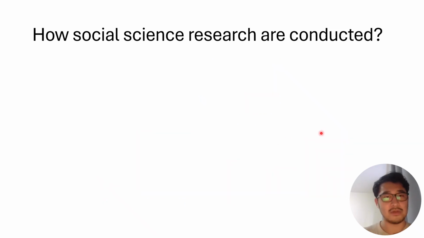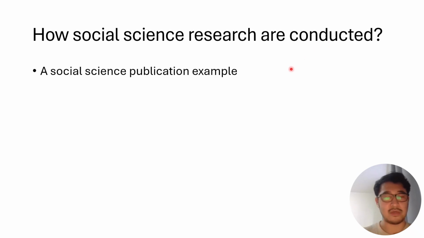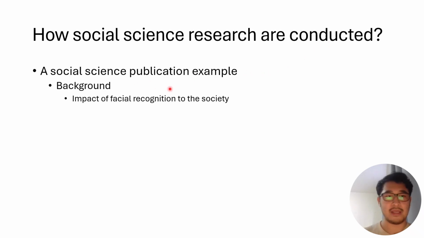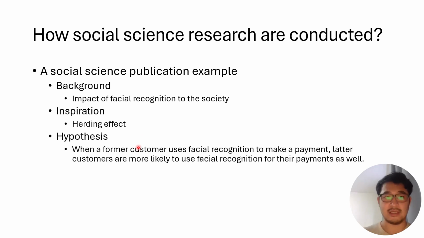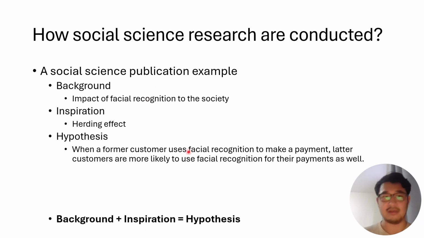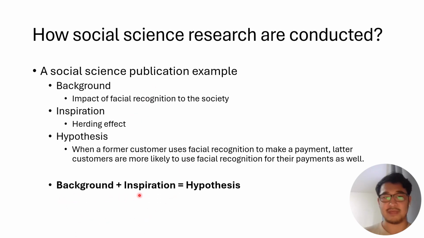So how is social science research conducted? We can see a social science publication example here. The background is about the impact of facial recognition on society, and their inspiration is about the herding effect. Their main hypothesis in this paper, published in a top social science journal, is that when a former customer uses facial recognition to make a payment, later customers are more likely to use facial recognition for their payment as well. So we can see that this hypothesis is basically an add-up between this background and this inspiration. So basically, background plus inspiration equals hypothesis. That's an intuitive understanding of how their hypothesis comes about.